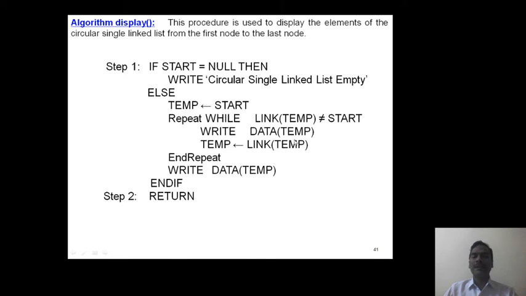Write data part of temp. Now temp is shifted to the next node as temp equivalent to link of temp. The repetition process is completed, end repeat. Now the last node information is to be printed, right: write data of temp, end if. Now we return from the function. In such a way it is possible to traverse a circular single linked list.